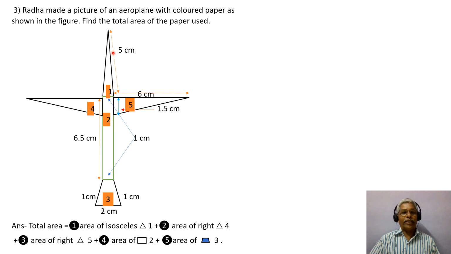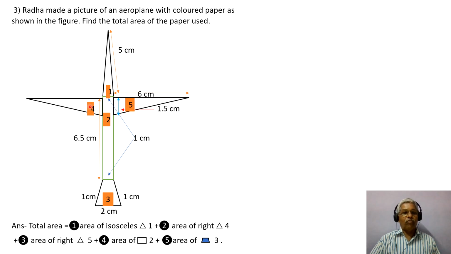Now look at this. First one is a triangle. This is an isosceles triangle with sides 5, 5 and 1 centimeter. Second one is a rectangle. This is 1, this is 1, and this is 6.5 given here. Third one is a trapezium. This is 1 centimeter, 1 centimeter, 2 centimeters, and this is 1. So these are 1, 2 and 3.